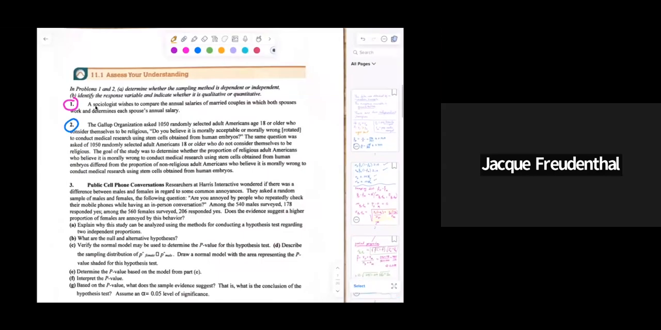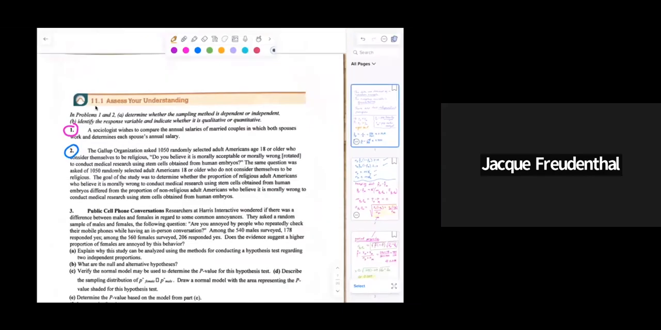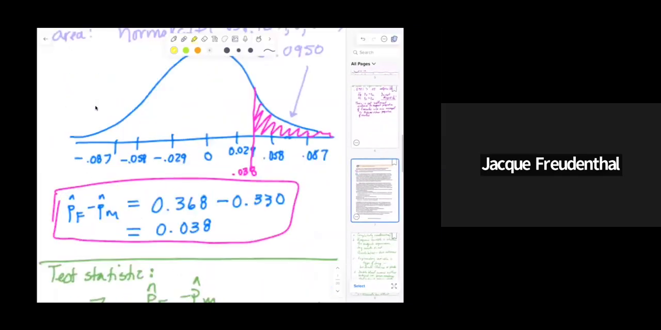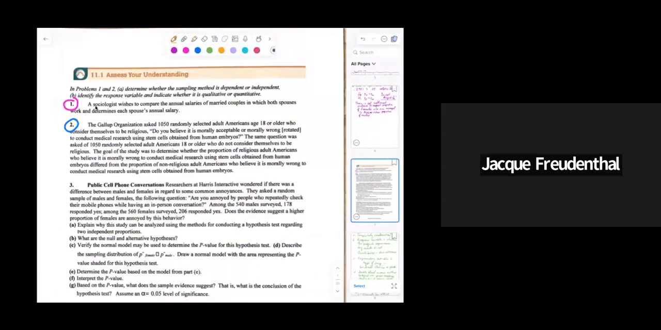Okay, so when you're done answering those, for number one and number two, let's talk about them now. So for number one, the data was obtained. Whoops, I'm sorry, I'm on the wrong one. Here we go. The first one, you're trying to decide whether it's qualitative or quantitative. And we're looking at annual salaries. So we know that's quantitative. And because we're comparing the spouses, this is going to be dependent. Okay, because you're looking at spouses.